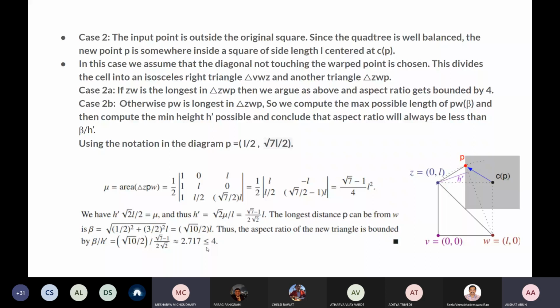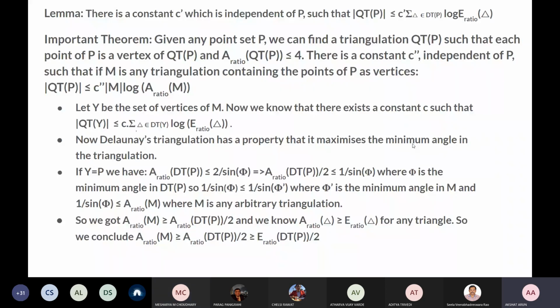Next slide. Lemma: there is a constant C prime which is independent of P such that the size of the triangulation QT of P is bounded by C prime times the summation over all triangles in the Delaunay triangulation of log of the aspect ratio of every triangle. The proof of the lemma is a bit lengthy but simple and involves a few definitions like crowded cells, etc. We will not be providing the proof, but we will see an important theorem and its proof which uses this lemma as a subpart.